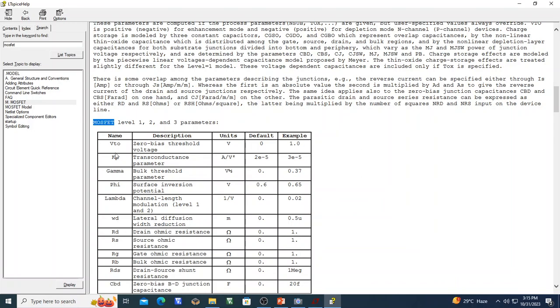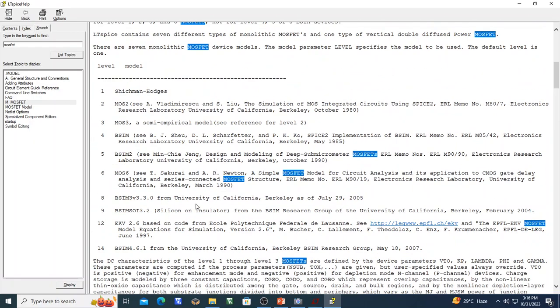And what are other parameters? Other parameters can be these many: VTO, KP, gamma, PHI, lambda, WD. So these are the different parameters depending on the level of the MOSFET. The level of MOSFET what we used is very primitive level, where we specified only these two things: zero bias threshold and transconductance parameter, where the default values are this, and the units will not be written, but we should know the unit. So this is what the typical dot model parameters are.